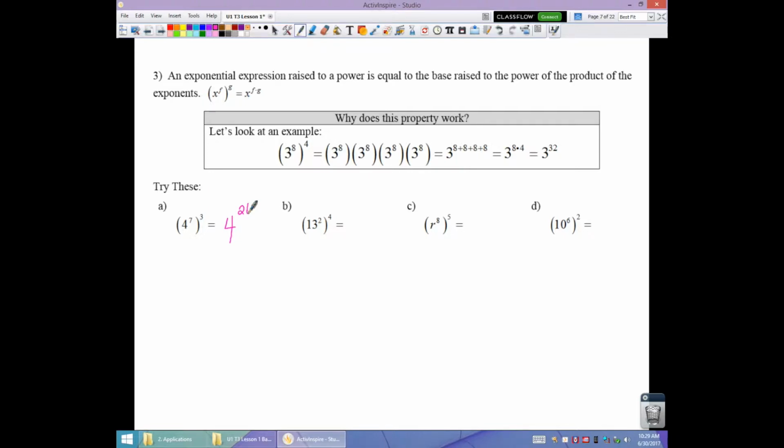Part B, 13 squared raised to the 4th would become 13 to the 8th. In part C, r to the 8th raised to the 5th power, r to the 40th. Lastly, part D, 10 to the 6th squared becomes 10 to the 12th power.